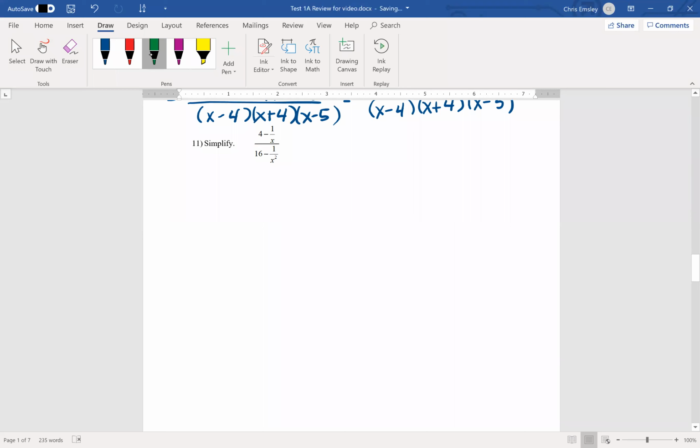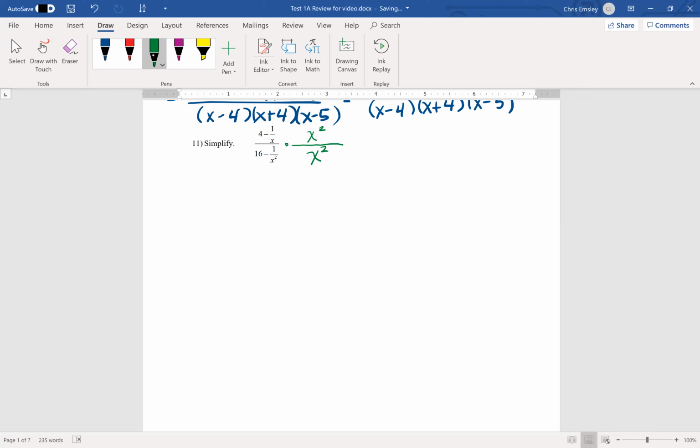Okay, number 11. And this time we have a complex fraction, fractions within a fraction. There are two different ways you can handle a problem like this. I'm just going to show you one of them, and that is I'm going to take this original expression and multiply the top and the bottom by the same thing. I'm going to multiply the top and the bottom by the least common denominator. We have a 1 over x on the top and a 1 over x squared on the bottom. So the LCD would be x squared. So I multiply the top and the bottom by x squared.